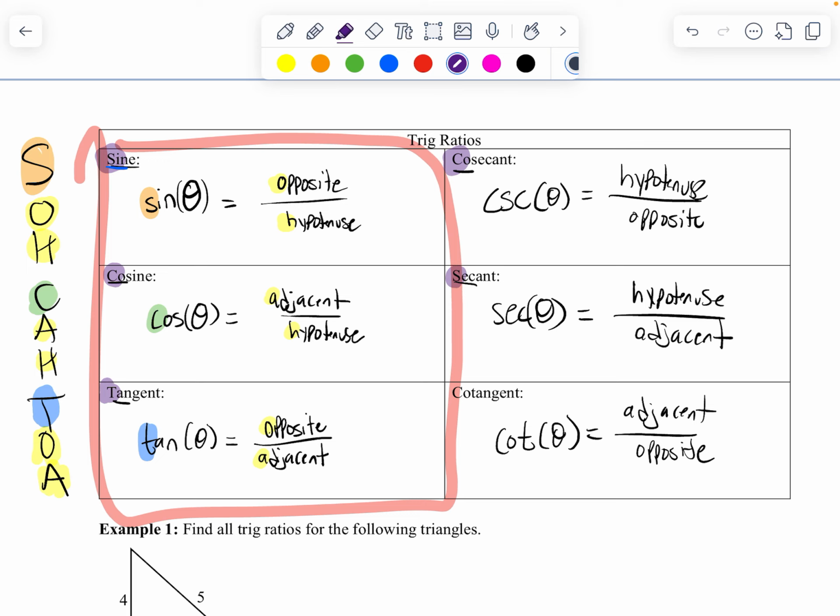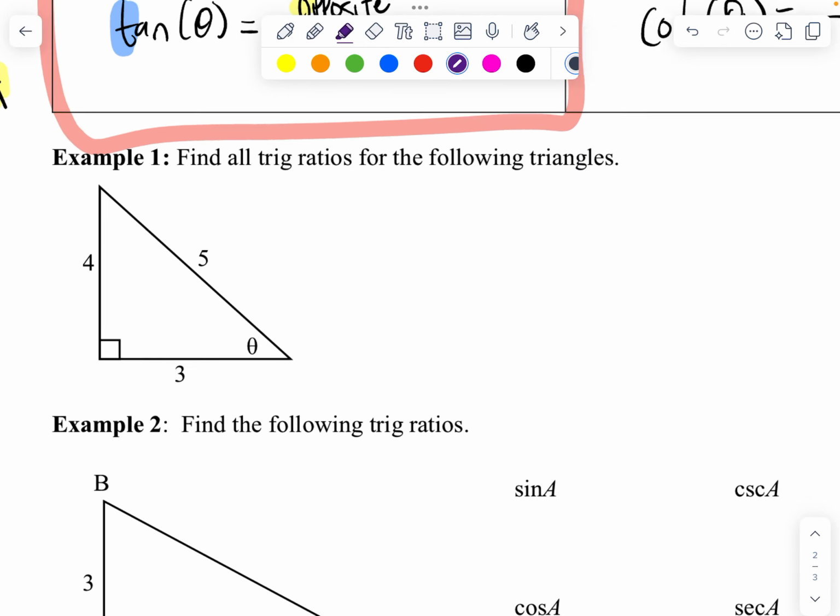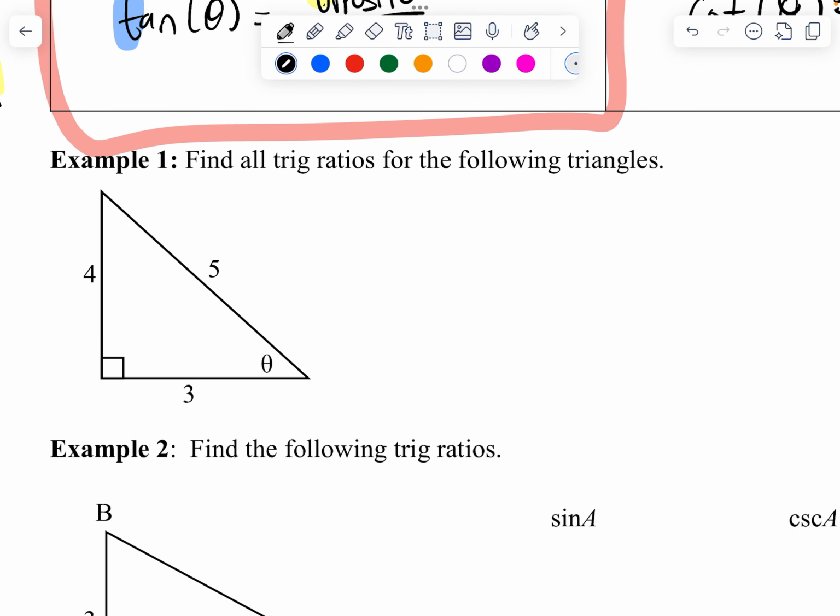And the only one that sounds like it should go together is tangent and cotangent, and they actually do, right? So S with a C, sine, cosecant, cosine, secant, all right? So those are your main trig functions. So let's actually find them. So find all trig functions for these triangles.